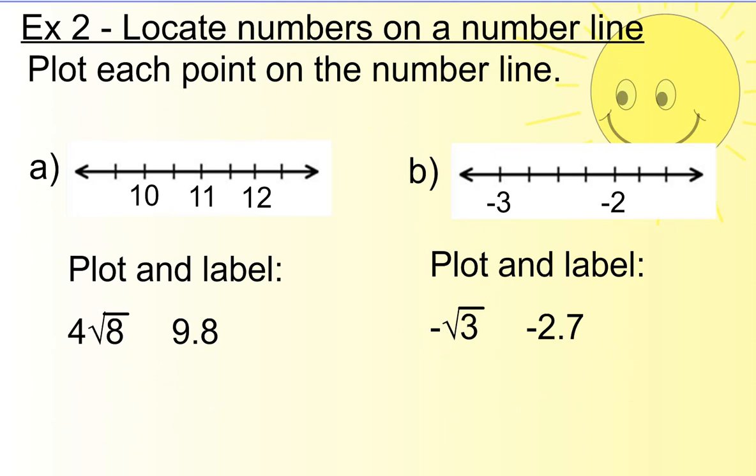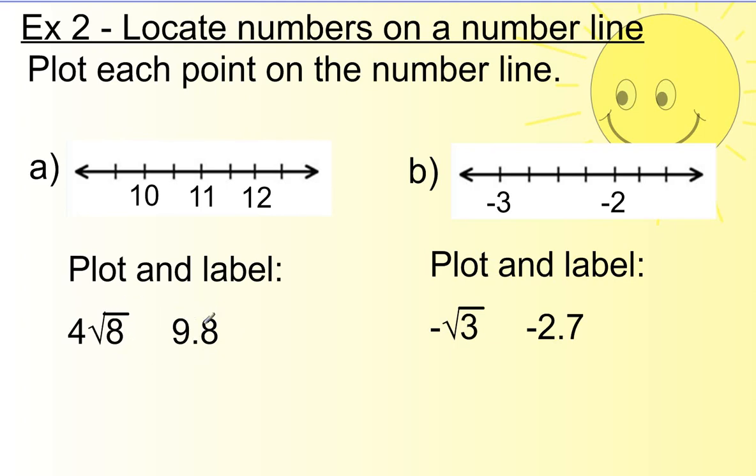Example 2. In our goal of being able to put numbers from least to greatest, here the question asks us to plot each point on the number line. So I need to figure out, for example, where 9.8 would be and where this 4 square roots of 8 would be.